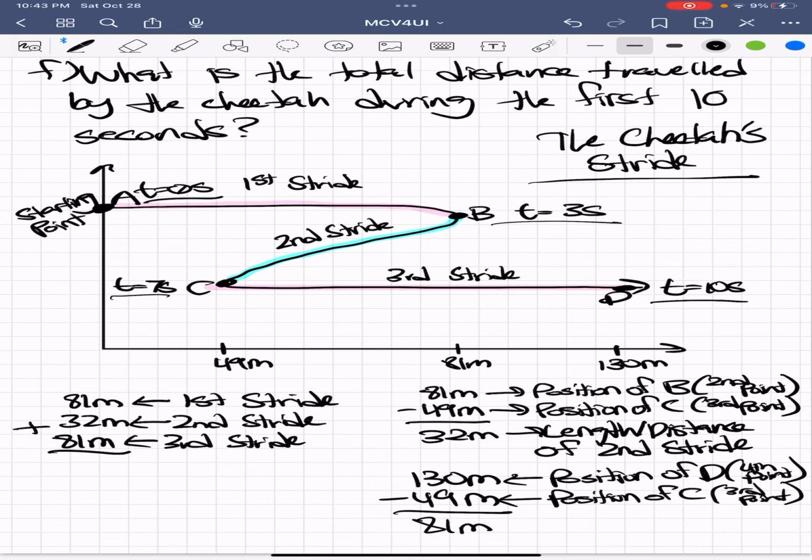So, that's the length and distance of the third stride.